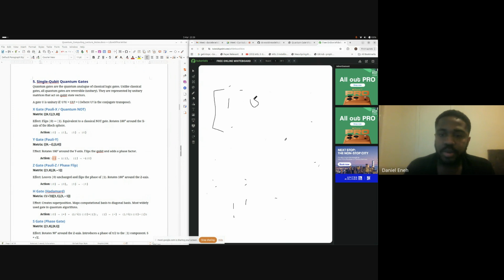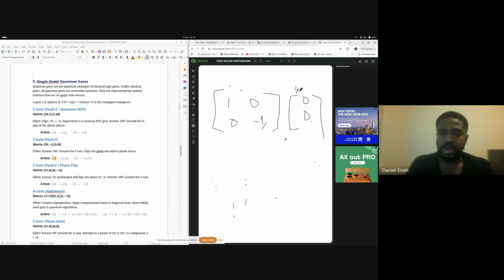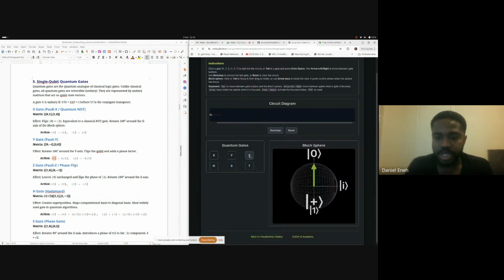1, 0, 0, minus 1. So if you bring in a 0 into it, it's going to leave it unchanged. If you bring in 1 to this, it's going to be 0, 0, unchanged. 1 times 0 is 0, 0 times 0 is 0, 0 minus 0 is 0, unchanged. So if you pass this an input 0, let's try that for the Z gate.